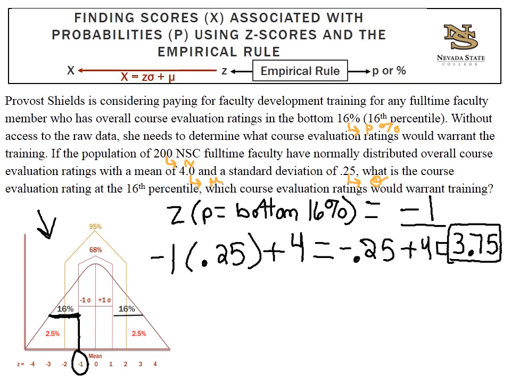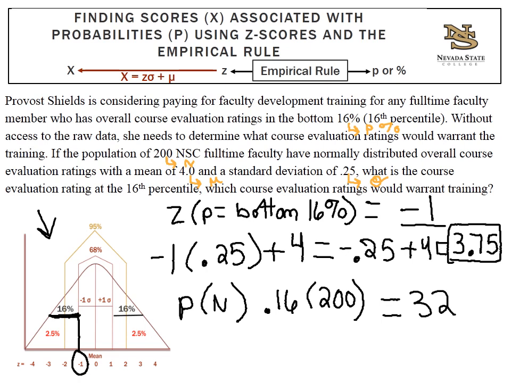We also know, based on the original problem, that 16% of faculty would be receiving this training. So Provost Shields should be prepared to fund P times N, 0.16 times 200, equals 32 trainees. There you go. That wasn't necessarily part of the question, but it's a nice little follow-up to how many would have this or lower. 32, because we know that 16% of all faculty have a z-score of -1 or lower, or in other words, an evaluation rating of 3.75 or lower.